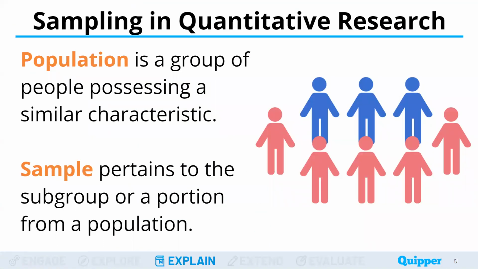Okay, so population in quantitative research is a group of people possessing a similar characteristic. Okay, so for example, research natin, isang target natin doon is yung mga taga Las Piñas, teenager, and then our students, then doon tayo kukuha ng population. Sample pertains to the subgroup or portion from a population.